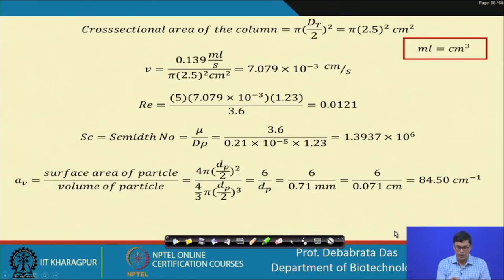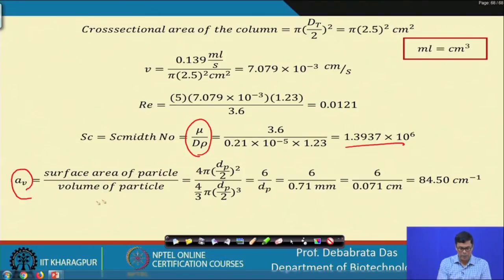Then we can find the Reynolds number. Reynolds number is the kind of flow characteristic of the fluid. This equation is given. The Schmidt number deals with the diffusivity of the particles through this immobilization system. This is the equation that we have. All these values you can find, and AB is the surface area of the particle divided by the volume of the particle. We consider a spherical particle. Spherical particle area is 4 pi r square, and volume is 4 by 3 pi r cubed.